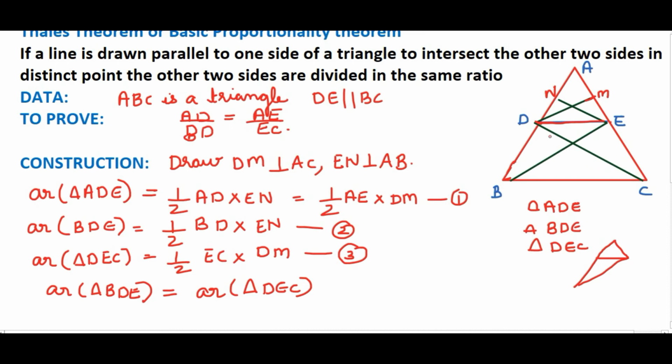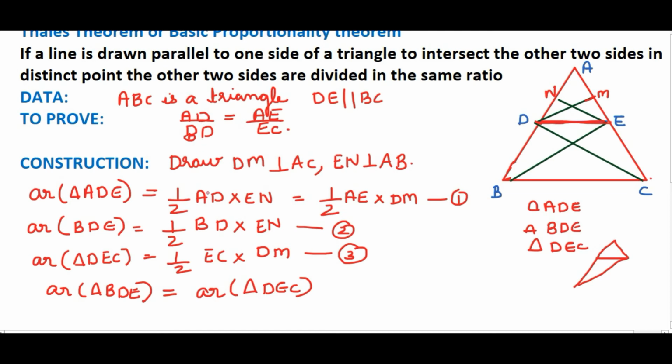So area of triangles standing on the same base. Here the base is DE, you can see BDE and DEC. They are standing on the same base DE and between the same parallels, so their areas will be equal. Now we will divide these so that we will get the ratio AD by BD.